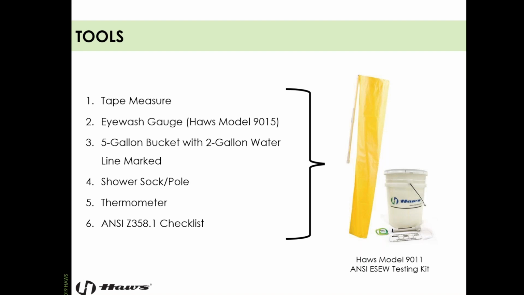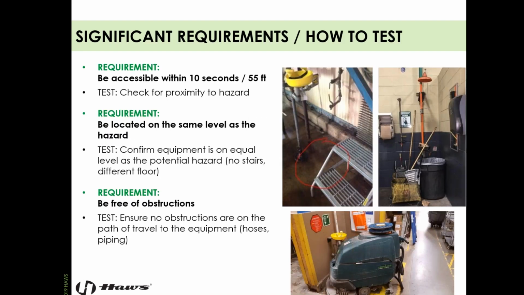You'll need a 5-gallon bucket. You'll need a 2-gallon water line marked on the bucket, and I'll explain how that's used here coming up. You'll need a shower sock and pole. You definitely want one of those. I've had soggy socks at work way too many times. That thing's my best friend. Thermometer, and you need an ANSI Z358.1 checklist, which we're going to send you, and is also included in this kit. But I will explain how each of these is used coming up.